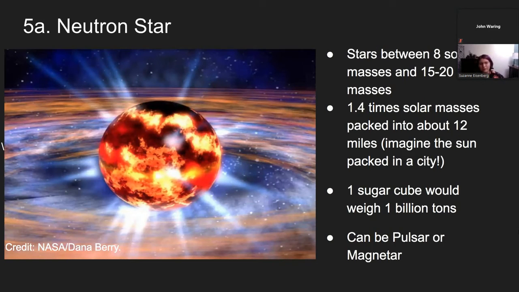It either happens in the form of a neutron star, if the star is between 8 and 20 solar masses. So it'll become a neutron star, and this is basically 1.4 times the mass of the sun in about 12 miles. So imagine the mass of a star inside of the size of a city. If you picked up a sugar cube sized piece, it would weigh 1 billion tons. Most of these actually go undetected, but some emit radiation in the form of regular pulses, such as pulsars. And there's another type called magnetars, which are detected via their magnetic field 1,000 times that of the Earth.